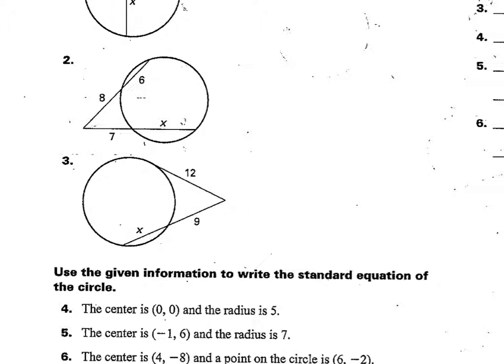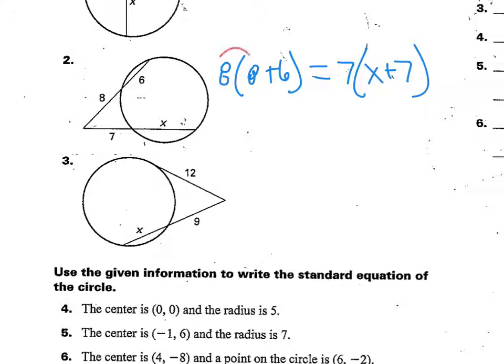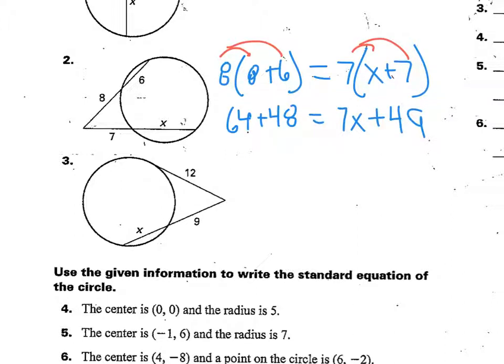So, in number 3, we're going to take 8 times x plus 6 equals 7 times x plus 7. Now what we need to do is distribute, multiply to both of those. Okay? So for example, 8 times 8 is 64 plus 8 times 6 is 48 equals 7 times x is 7x plus 7 times 7 is 49. Now you need to finish this out by getting like terms together and finish solving for x. I would add those two first, then get the 49 over, then get rid of the 7.